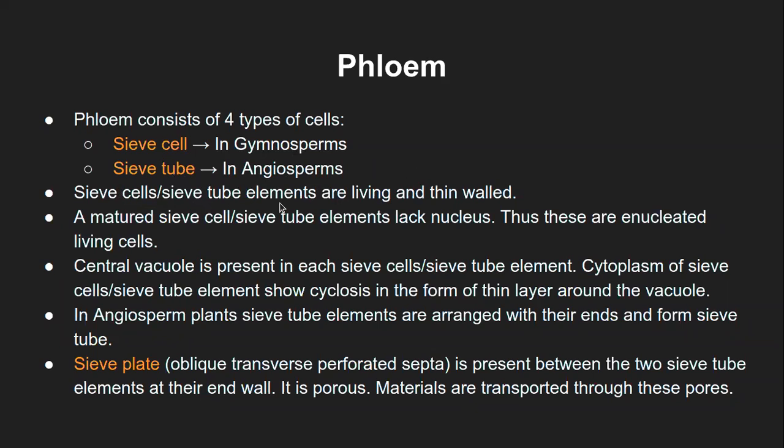They have these tube elements or tubular structures which are living and thin walled. Now a matured sieve tube, I will not say sieve cell every time because it's the same and we will majorly be talking about the flowering plants. So a matured sieve tube element lacks a nucleus and thus they are enucleated, or non-nucleated, living cells. Now you might wonder how they are living and yet have no nucleus.